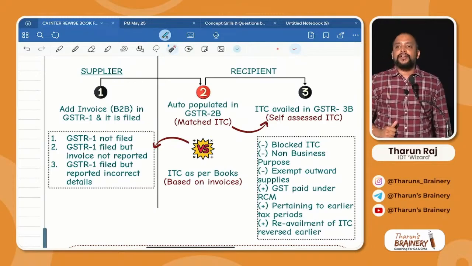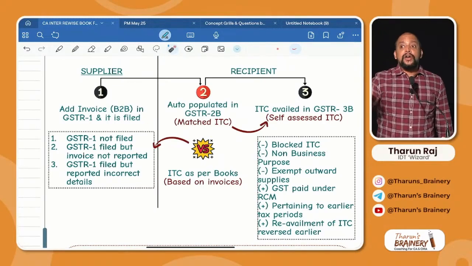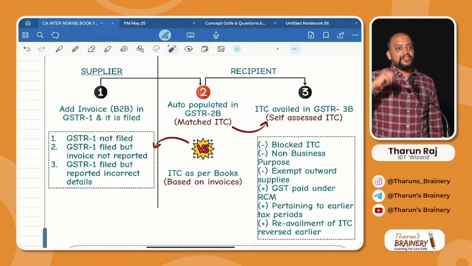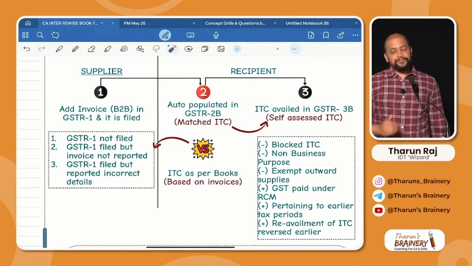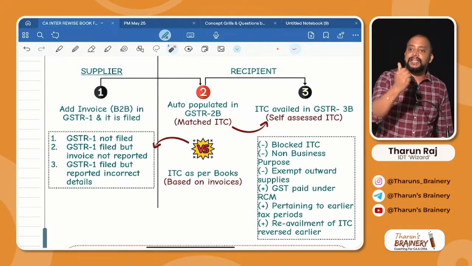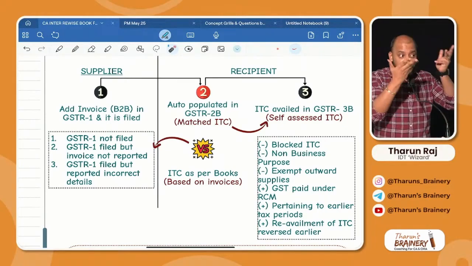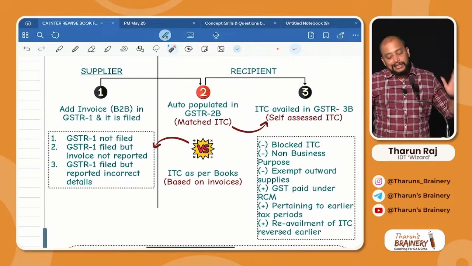What is the time limit for rectification? 30th November of the succeeding financial year or date of filing annual return, whichever is earlier. Today only we discussed the time limit for rectification. By that time, the supplier can definitely rectify. Then we will get the credit. Yes, whenever the supplier rectifies, in that month it will come in my 2B, then I can happily take the ITC.